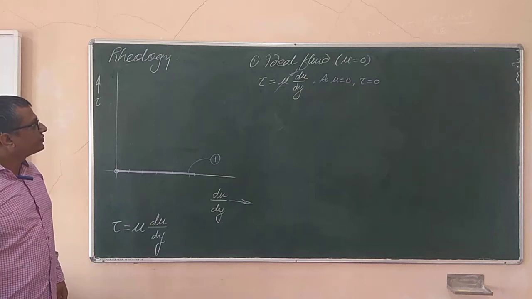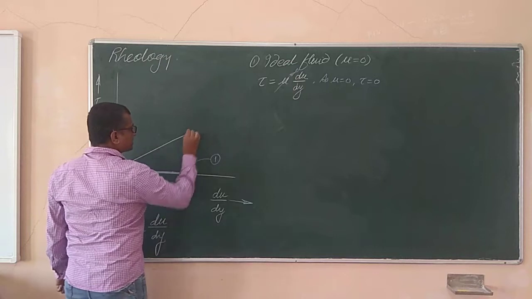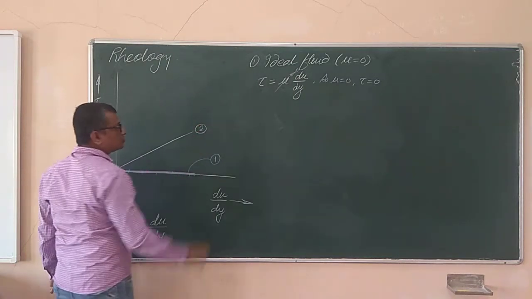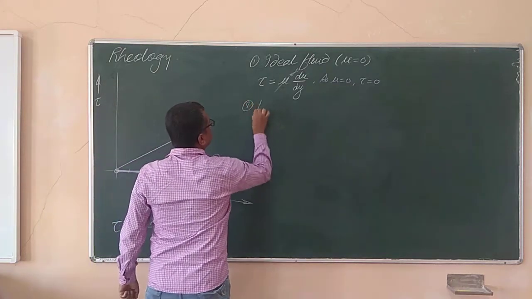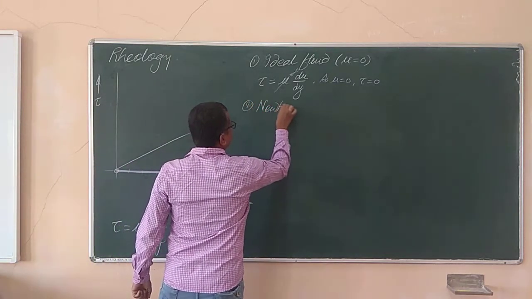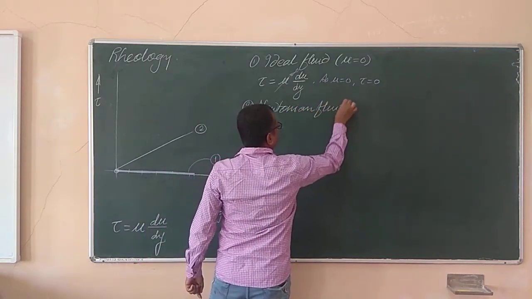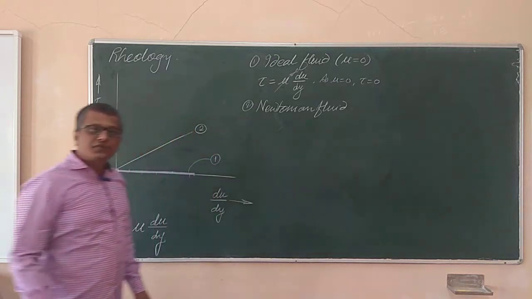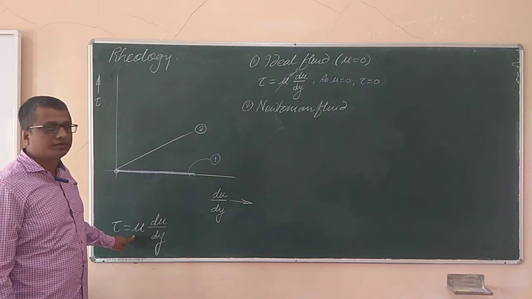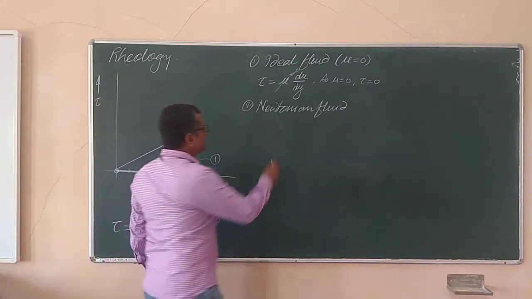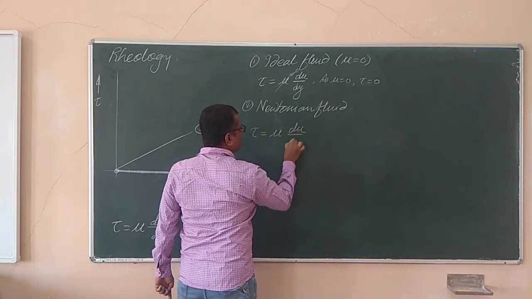The second category of the fluid is the Newtonian fluid. So for the Newtonian fluid, the graph is something like this. I would like to number it as 2, Newtonian fluid, number 2. Newtonian fluids are the fluids which follow Newton's law of viscosity. It is clear here: tau is equal to mu into du by dy.